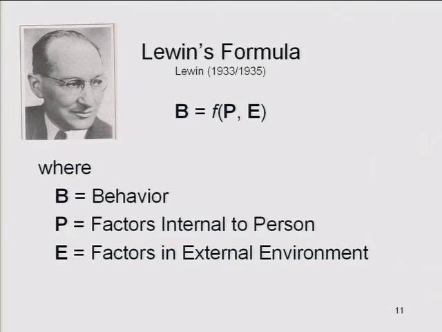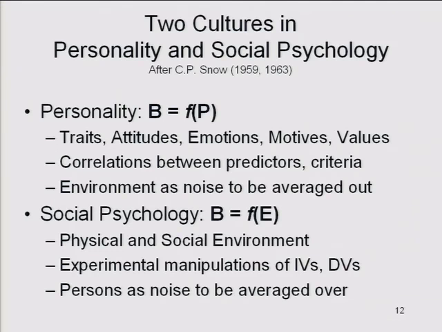This formula, traditionally, has served as the basis for dividing the psychology of personality from social psychology, so that for most of the history of psychology, personality and social psychology developed as two different subfields within the larger science of psychology. So you get what you might call two cultures. One, traditional personality psychology, emphasizes behavior as a function of the person. It argues that a person behaves the way he or she does because the behavior is caused by certain internal states and dispositions: traits, attitudes, emotions, motives, values, beliefs, whatever it is.